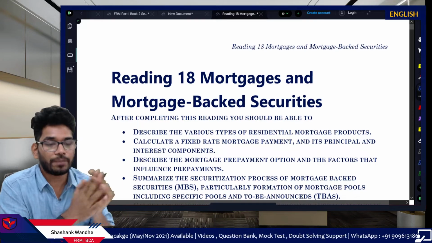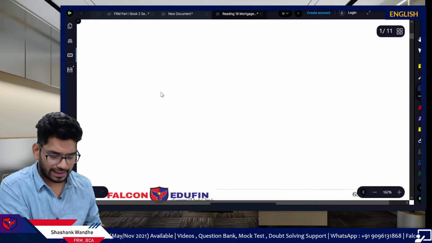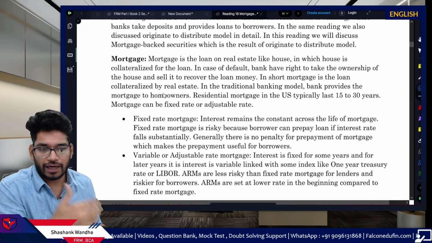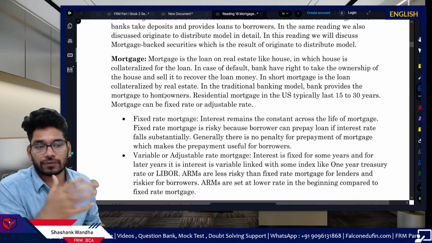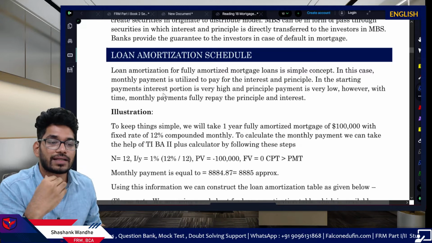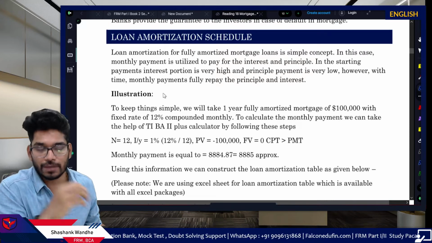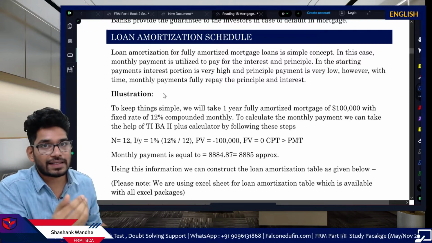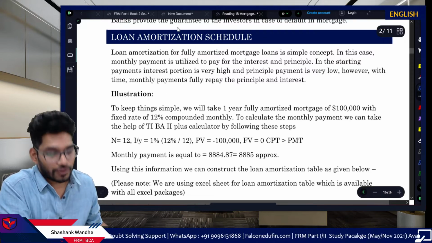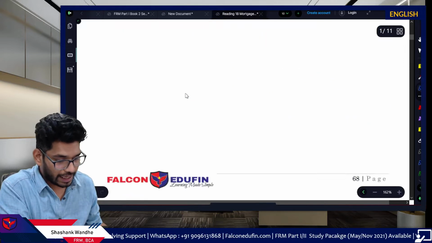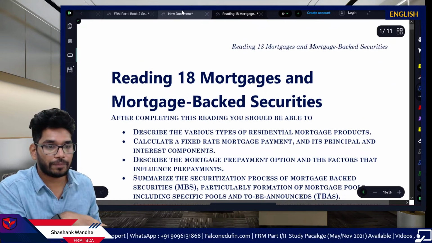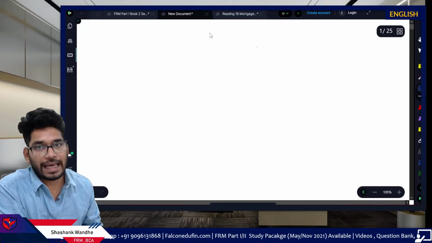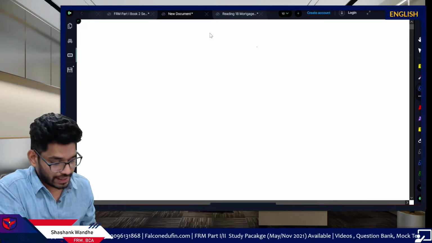So what we will do here, we have some basic discussions. Instead of reading each and every line from this book, I will give you a quick overview of easy concepts, and then there are some difficult concepts. We will discuss in detail the concepts which are difficult to understand by yourself. First we will start with the basic understanding, and we are going to use the Falcon notes for this reading. First we will start with the basic understanding of the MBS, mortgage-backed securities, and the mortgages.